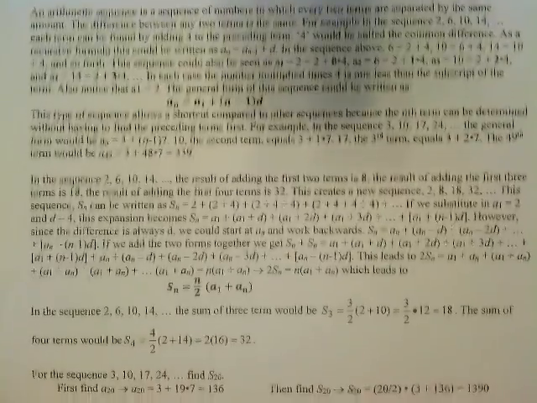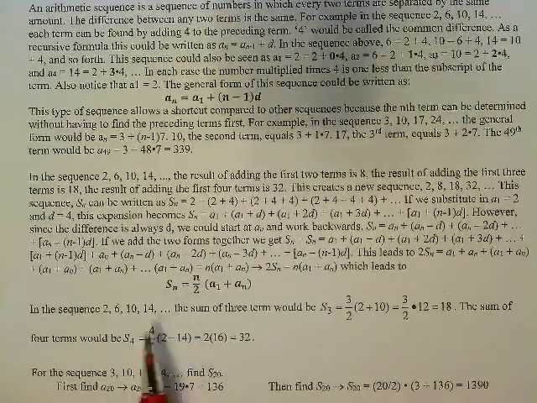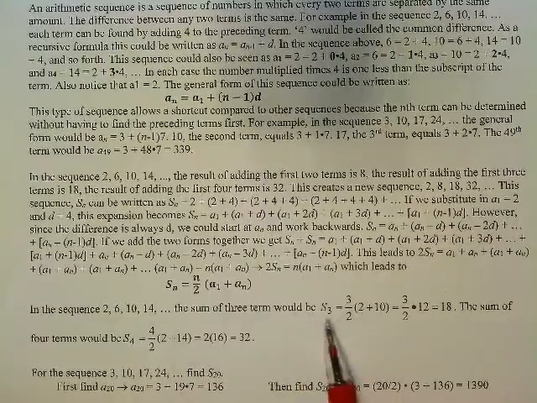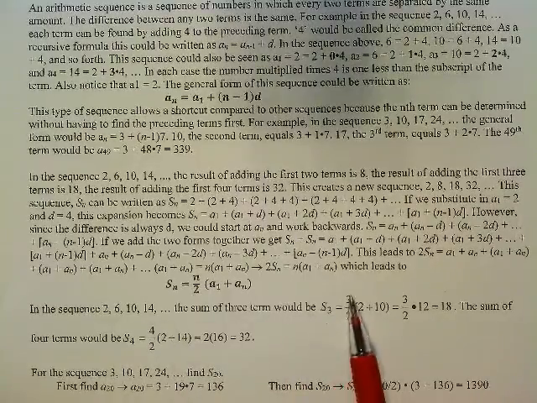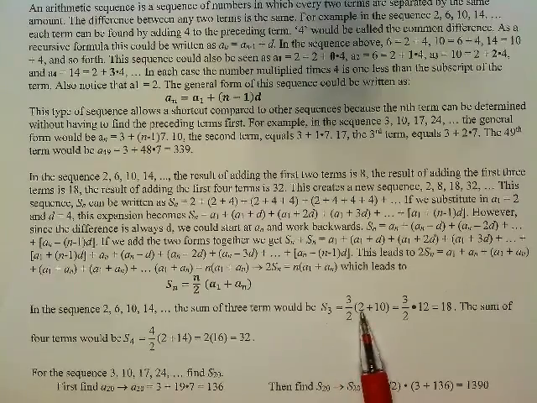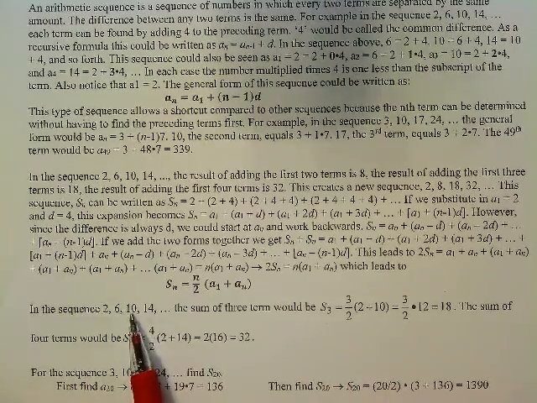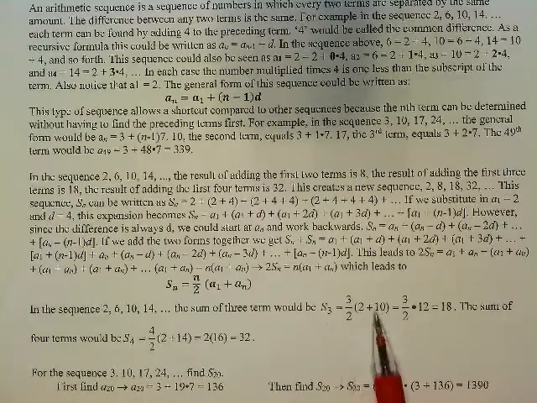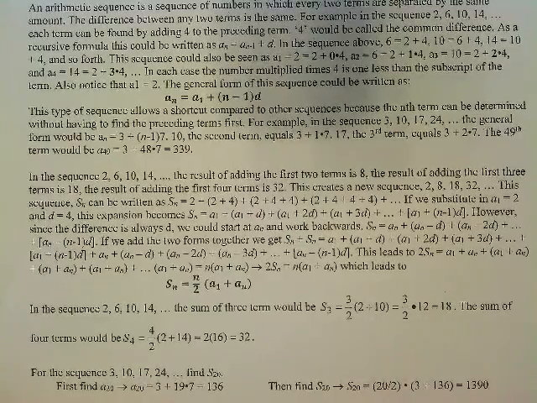So, if we were to look at 2, 6, 10, 14, the sum of three terms would be, since we're doing 3 of them, 3 over 2. And then the first one was 2, the third one was 10. So 2 plus 10, that's 12. 12 divided by 2 is 6. 6 times 3, there's our 18.